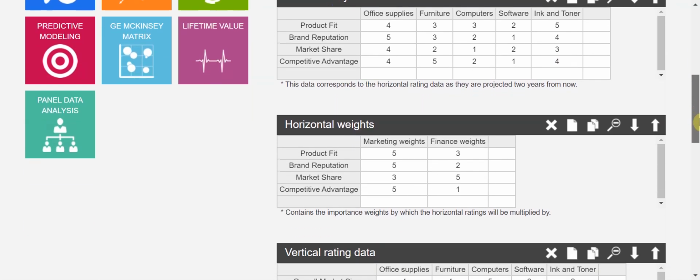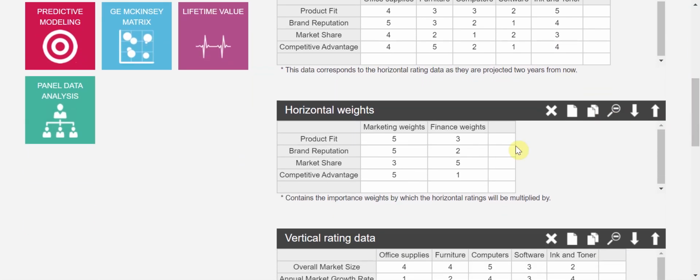Also, we can add one more table here about weights, right? We want to reflect different perspectives in your company, right? There can be many perspectives, but here we have 2 perspectives, particularly, right? Marketing and finance, they have different perspectives. So we want to reflect the difference here in the analysis, right?